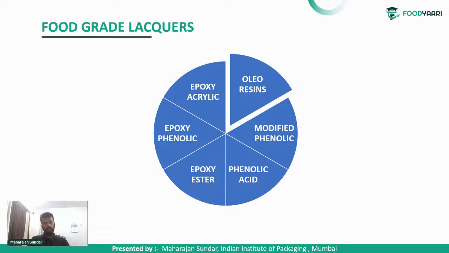These are used for, epoxy ester are used for fatty components like butter and fats. And epoxy phenolic are used when high degree of chemical resistance is needed for a product. And epoxy acrylics are generally used for normal food packaging, food cans.